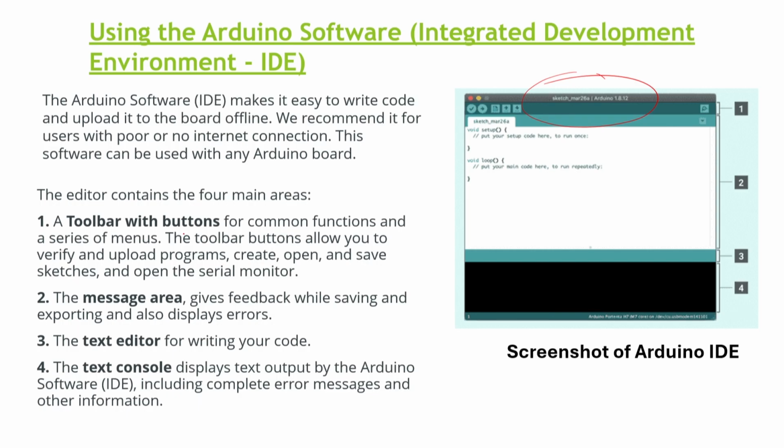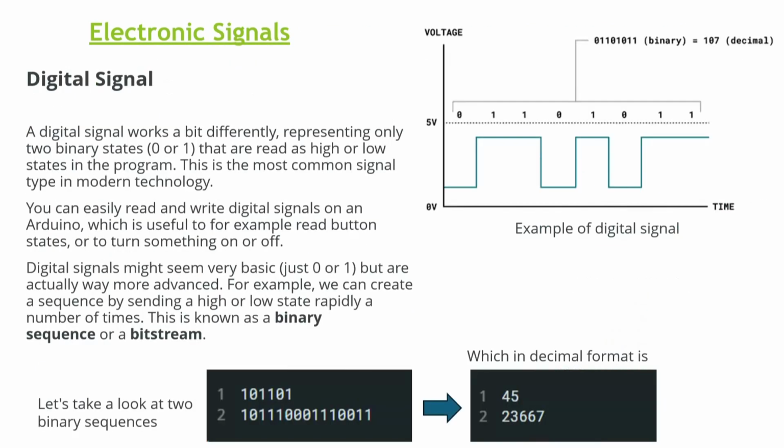First of all, it has a toolbar with buttons, which has all the common functions, and a series of menus. The toolbar will allow you to verify and upload programs, create, open and save sketches, etc. Then you have a message area which gives feedback while saving and exporting, and also displays errors. Then you have a text editor, where you write your own code, and then a text console that displays the text output by the Arduino software, that is the IDE. All these things together constitute the IDE part of the software.